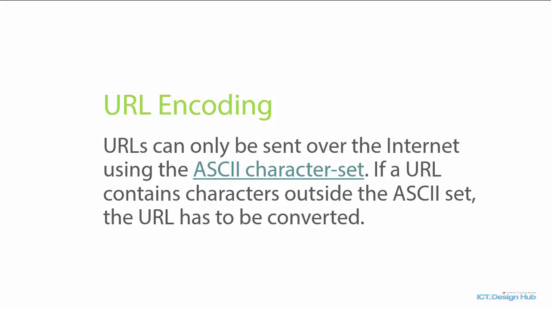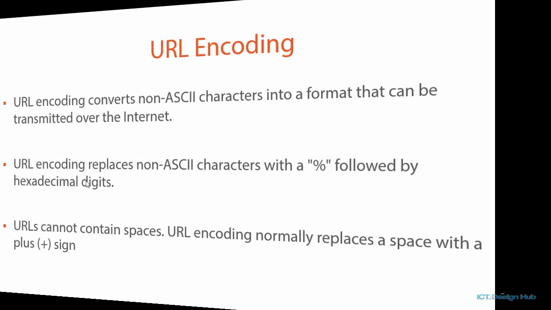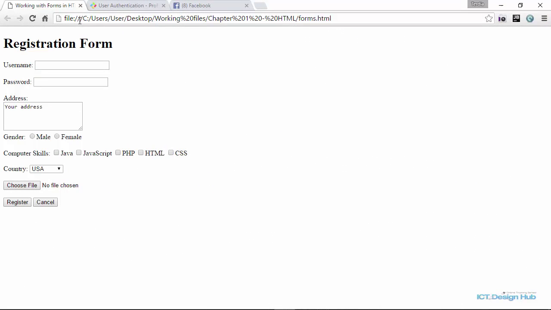When the URL contains a character that is outside of the defined ASCII character set, it needs to be encoded. The browser usually will do this for us automatically. In most cases, the non-ASCII character will be replaced by a percentage sign followed by hexadecimal digits. Also, a URL cannot contain spaces. The spaces in most cases will be replaced by a plus sign. So you're going to see it replaced with either a percentage sign and a hexadecimal digit or a plus sign.